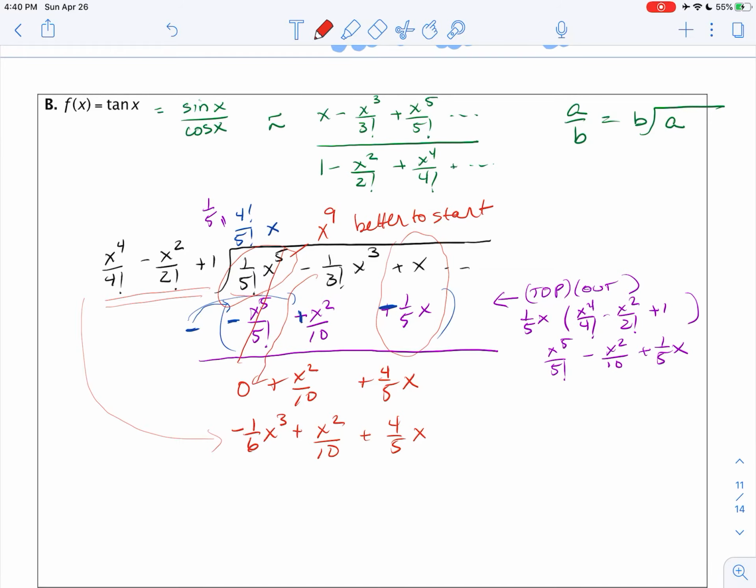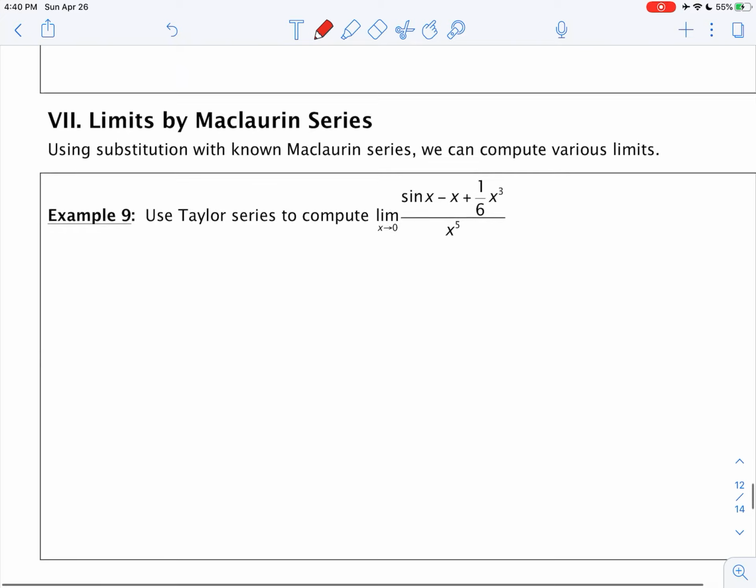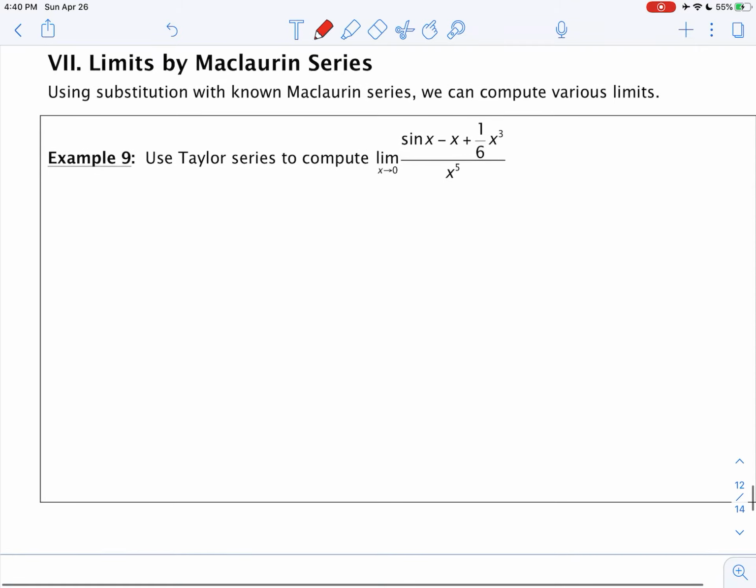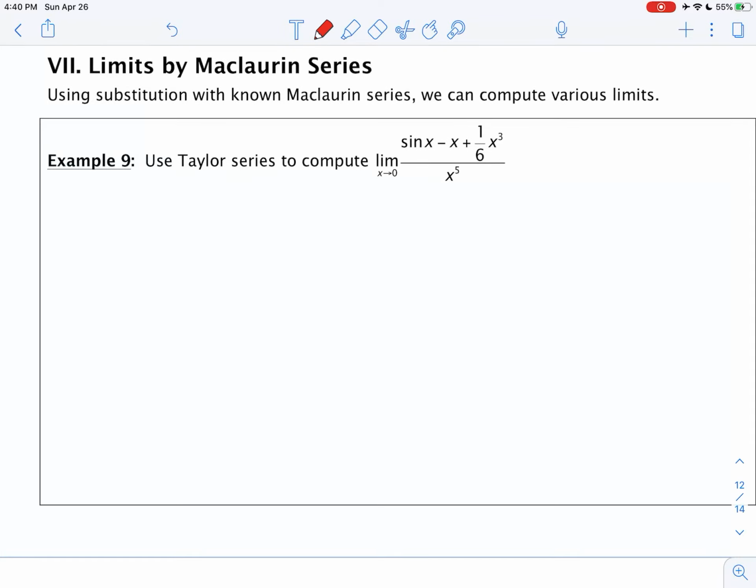So it is a bit more difficult to do long division of polynomials, but you get the idea. It is an algebraic manipulation of your expanded terms, and you usually just want to use the first couple. All right, so I'm going to stop.